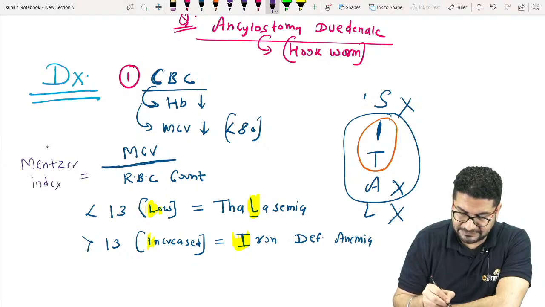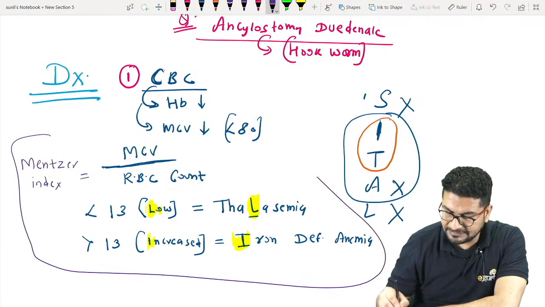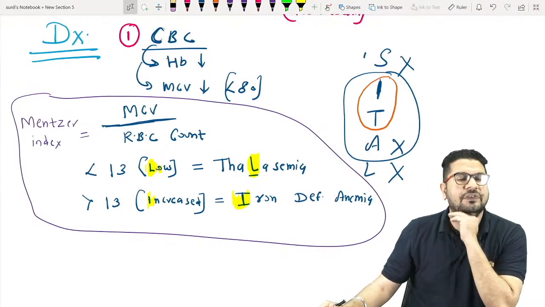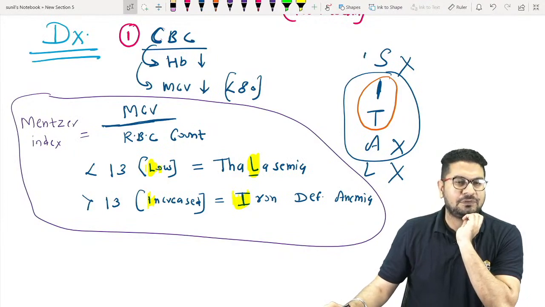So what is Menzer index? Understand this. Menzer index is nothing, it is MCV divided by RBC count. If values are low, thalassemia; if values are more, iron deficiency anemia.